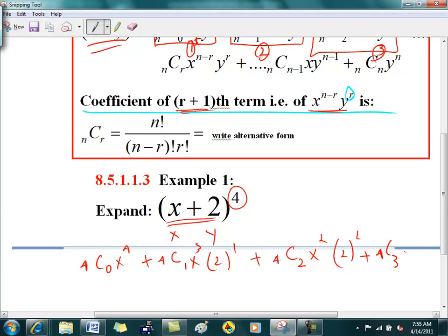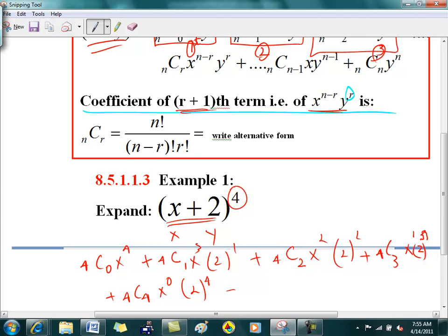4C3. You're reducing x by 1. x to the 1, 2 cubed. Okay? And the next term. 4C4, x to the 0, 2 to the 4th. Nice. Good job. Next term. That's it? Everybody got that?